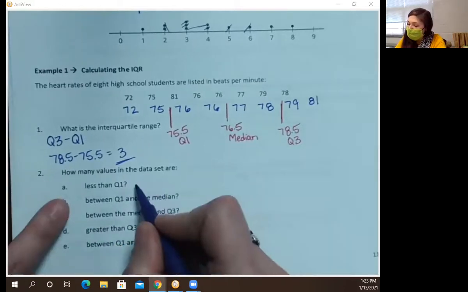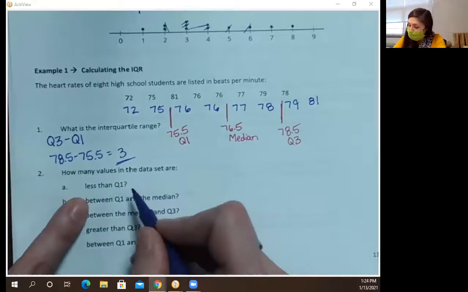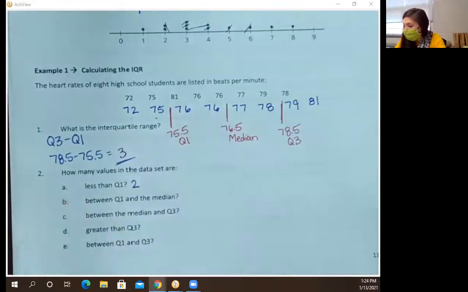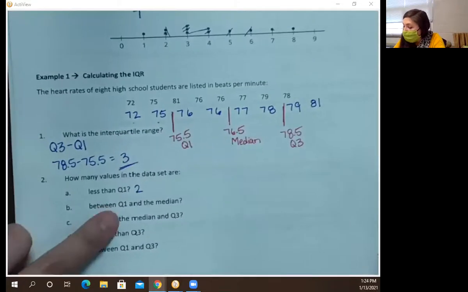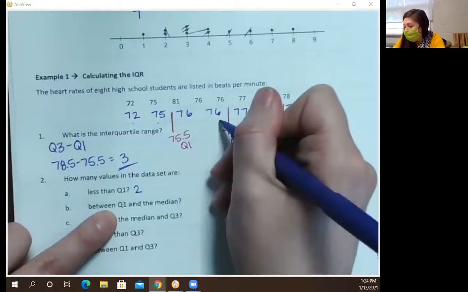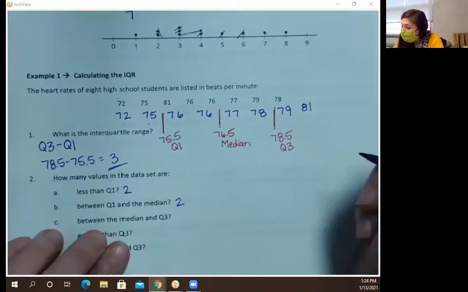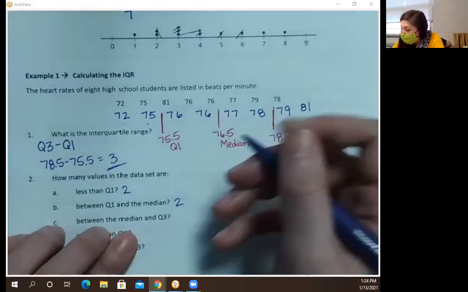How many values in my data set are less than Q1? Well, here's Q1. How many are less than? Well, 2. How many are between Q1 and the median? Also 2, right? All these should be the same. How many are between the median and Q3? Again, 2.